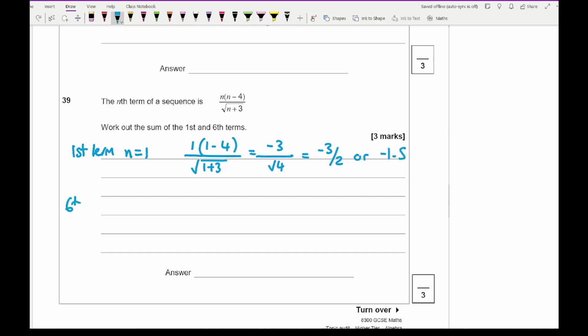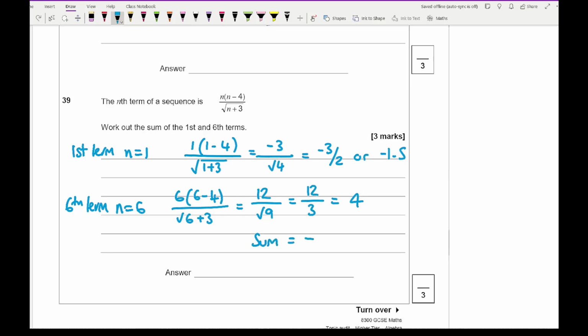Then the sixth term is when n equals 6, so I've got 6 times 6 minus 4 all over the square root of 6 plus 3. 6 take away 4 is 2, times 6 is 12, root 9, which is 3, so that's 12 over 3, which is 4. So then the total sum is going to be minus 1.5 plus 4, which is an answer of 2.5.